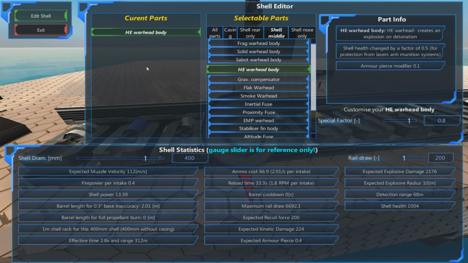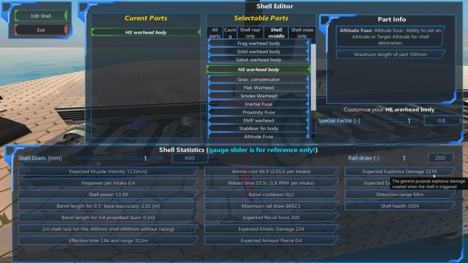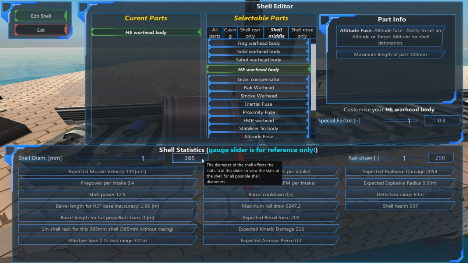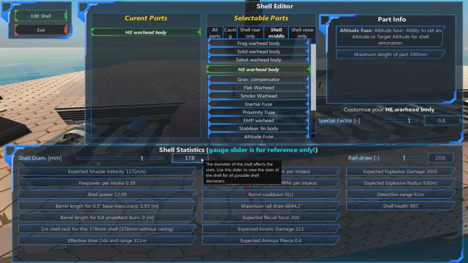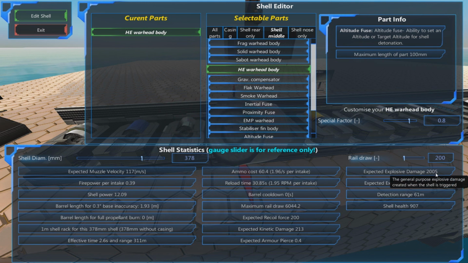And the stacking for these things works like this: every extra high explosive warhead body you stick on a shell is only 80% of the last one, so this is about 2,000. Let's try and get that down to 2,000, because that's convenient. So, about 378, so this is 2005.